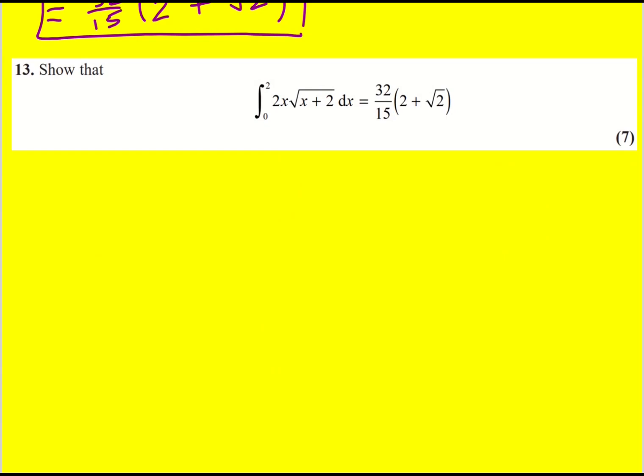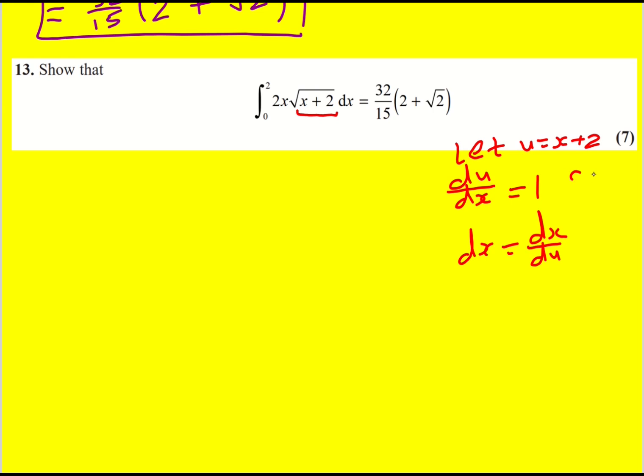Okay, probably a bit more awkward unless you're really happy with your substitutions. So I'm going to let u equal x plus 2. The reason I know to do this is that I'm going to then make it u to the half. It's going to be much easier to deal with. du by dx is then equal to 1. And then it's up to you. You can either write dx equals dx by du, which is also 1 by swapping it around.